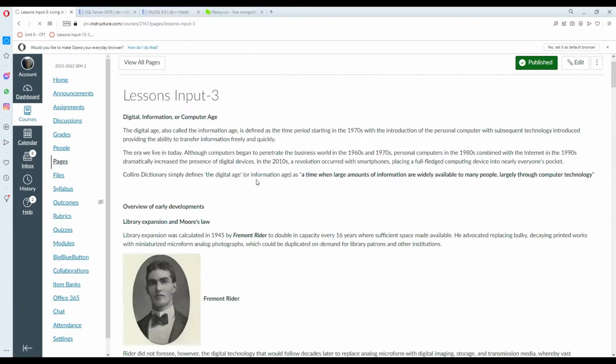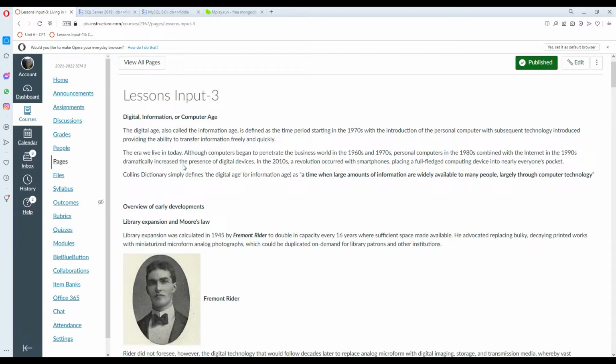Digital information or computer age is defined as a time period starting in the 1970s with the introduction of the PC, with subsequent technology introduced, providing the ability to transfer information freely and quickly. So when we say digital information or computer age, we are pertaining to the same time period. It is the time period that started from the 1970s with the introduction of the PC and all the related technology, such as smartphones, laptops, and the likes.